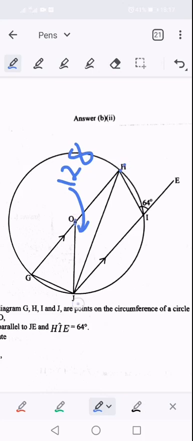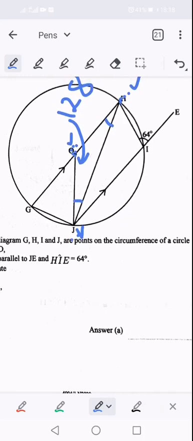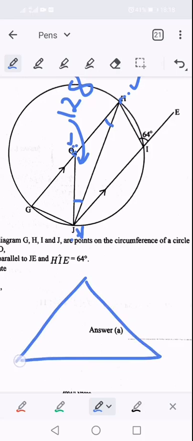GO and HO are radii, and JO is a radius. Radius and radius form an isosceles triangle, so triangle JOH is isosceles. The base angles OHJ and OJH are equal. Allow me to draw something here to show this. These are the base angles because the sides are equal.